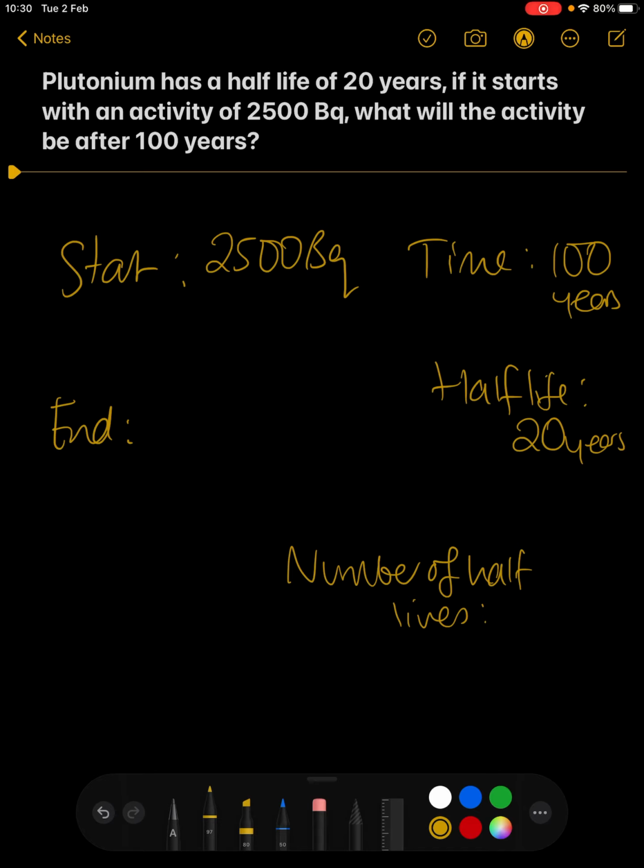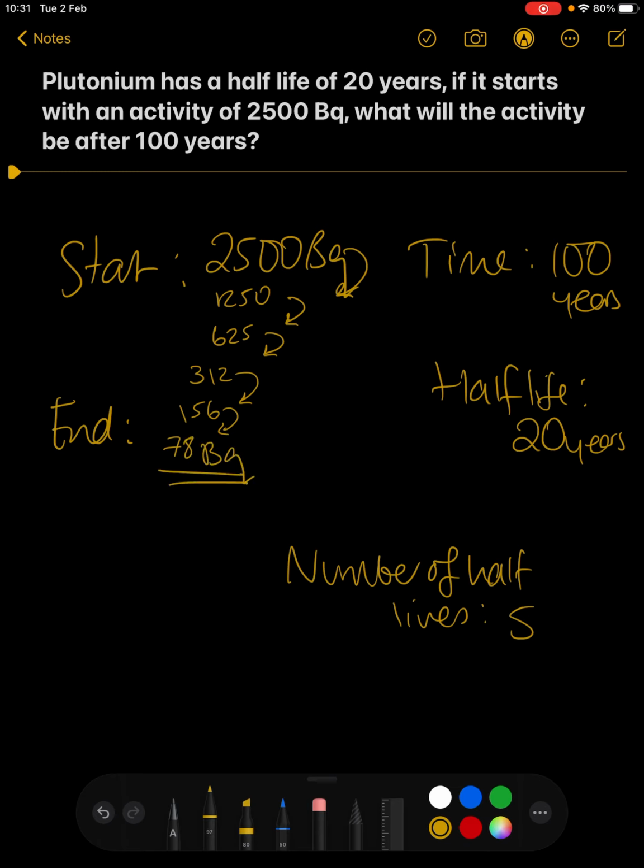So the first thing is to work out your number of half-lives. You've got 5 half-lives. That means I need to halve 2,500 5 times. So 1,250. Next one, 625. Next one. Why did I pick such weird numbers? I know it's not exactly half, but I'm just going to roll with it to make life easier. There, 156, and then one more, 78. Okay, I've halved it 5 times. I know that because I've done 5 arrows. The end is 78 becquerel.